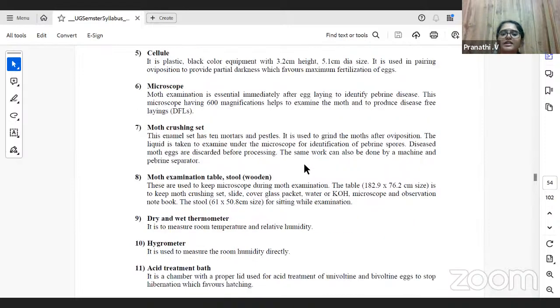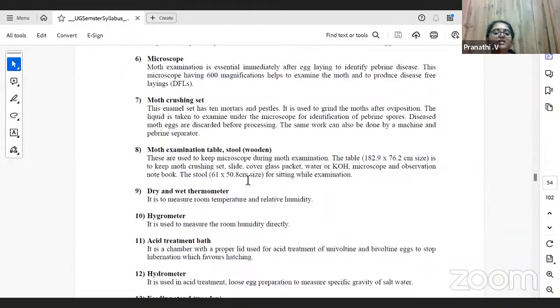Then you have the moth crushing set, mortars and pestles basically. They are used to grind the moths after the oviposition. The liquid is taken to be examined under the microscope for any kind of pebrine spores, pebrine disease basically. In case any disease is identified, that whole batch will be discarded. The same can be done by a machine and a pebrine separator as well when it comes to the moth crushing set. Of course, an examination table is necessary with the microscope and all the essential paraphernalia kept on the table.